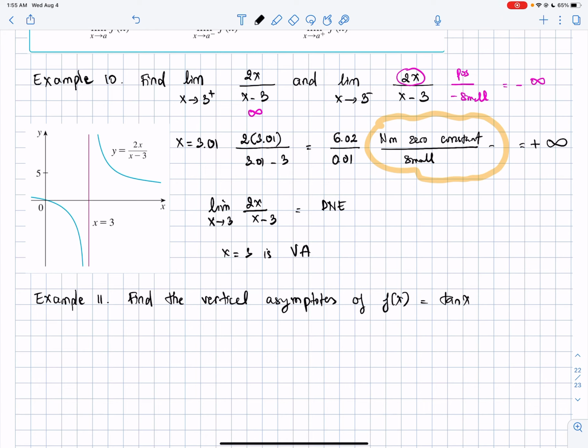So now let's look at the graph, and you can see that when we approach 3 on the right side, it will give positive infinity. And on the graph, if we approach 3 on the left side, we get negative infinity.